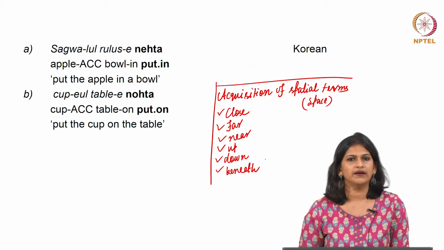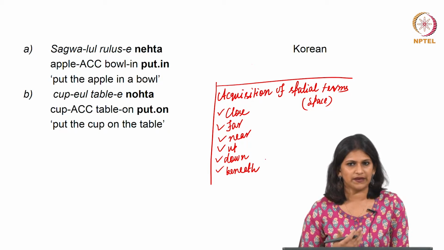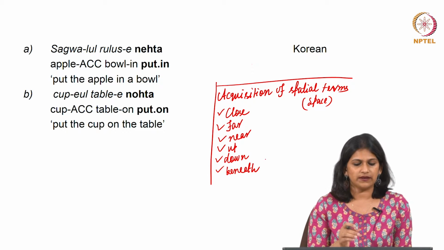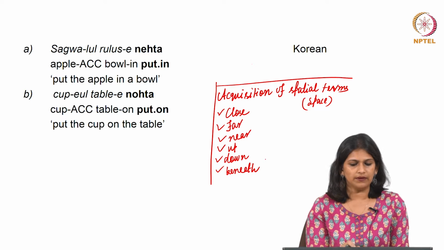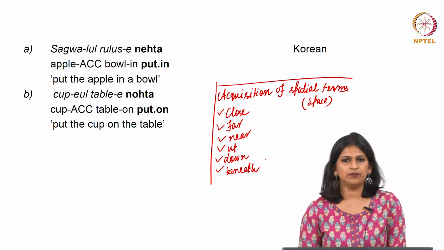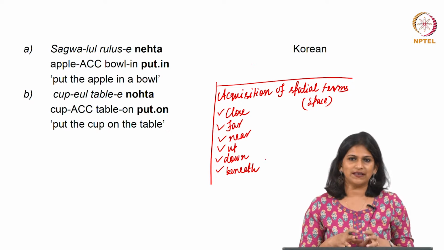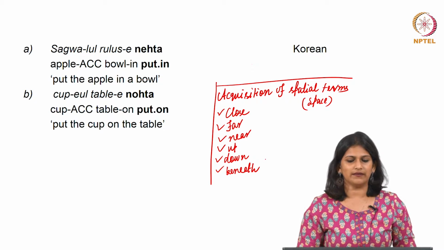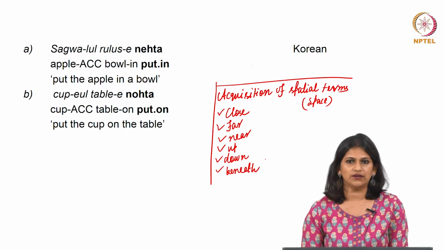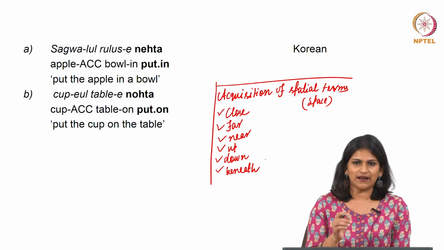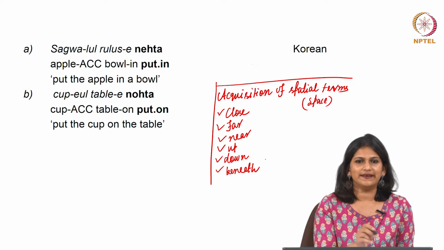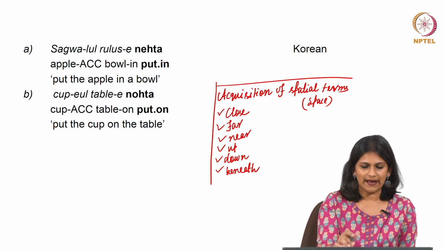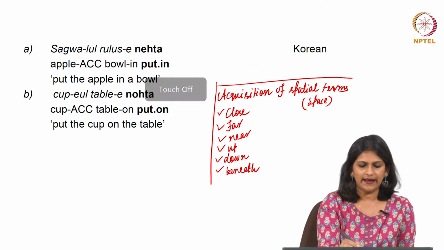One of the differences that has been highlighted through this data is this. Look at the example: put the apple in a bowl, right. When you say put the apple in a bowl, that means putting an apple into the bowl, and it requires the verb nehta, in Korean. When you say putting a cup on the table, it requires a different word. Look at the data A, it has nehta.